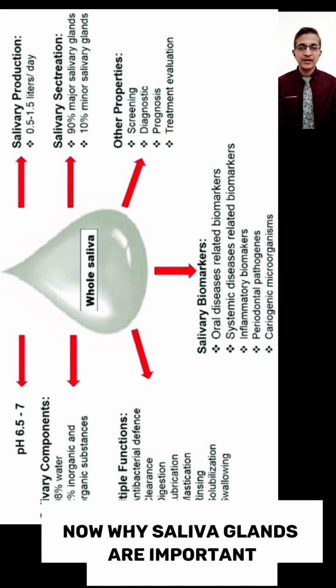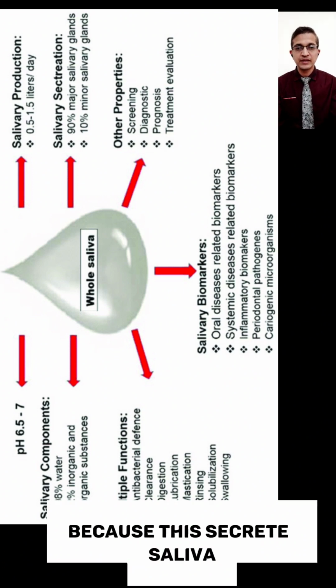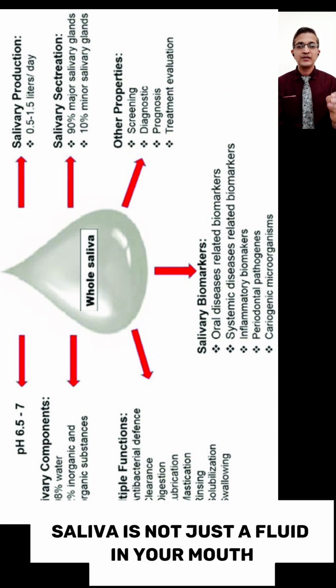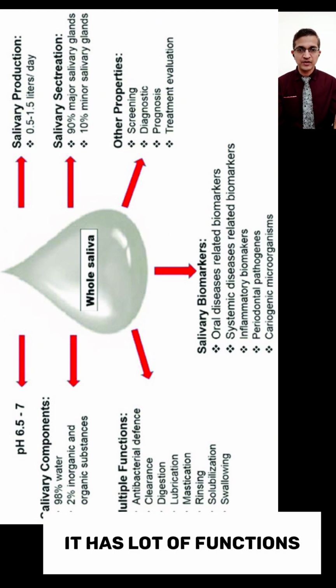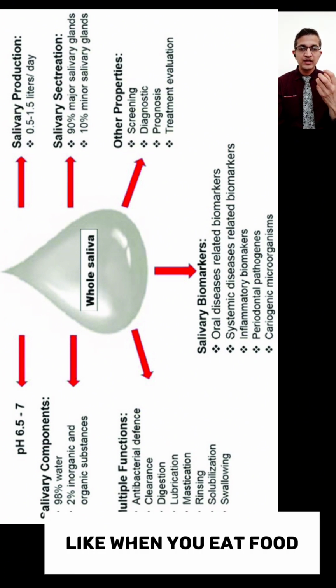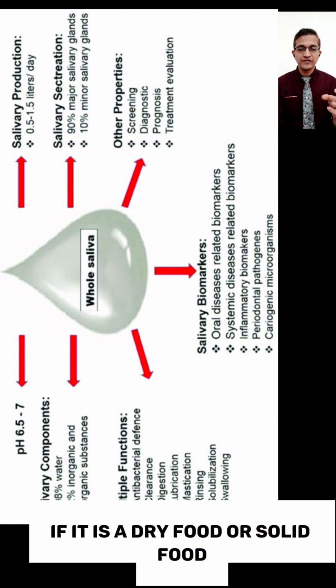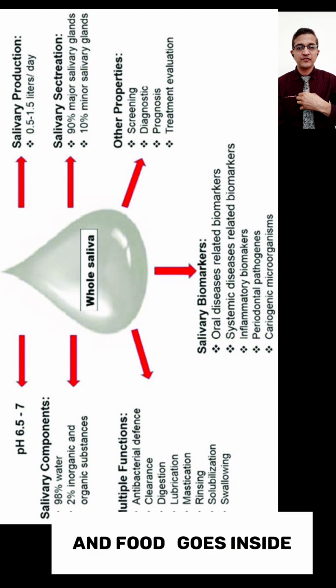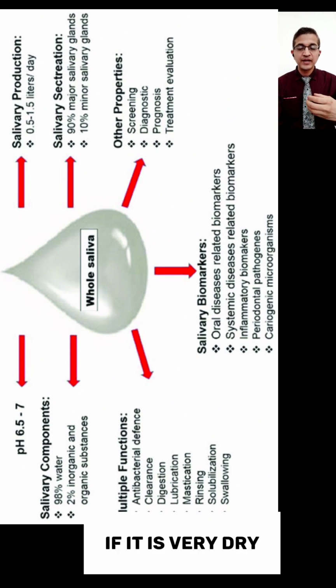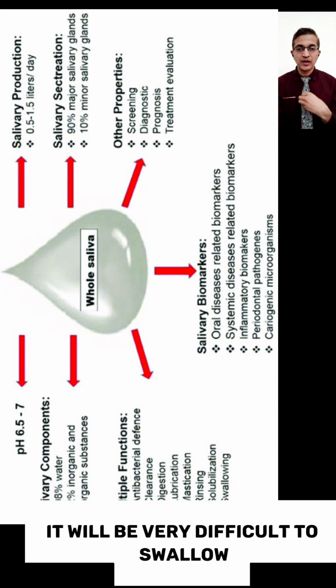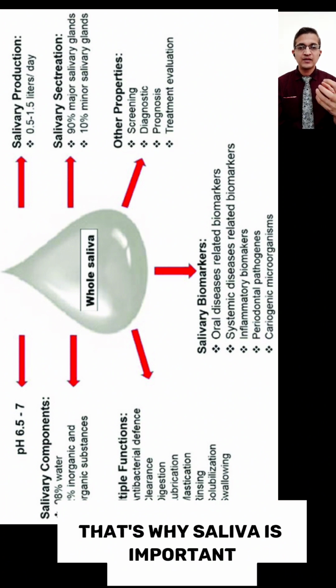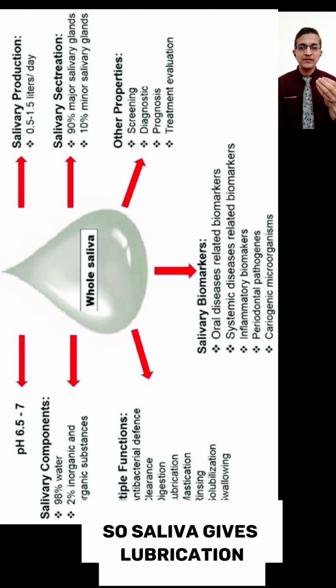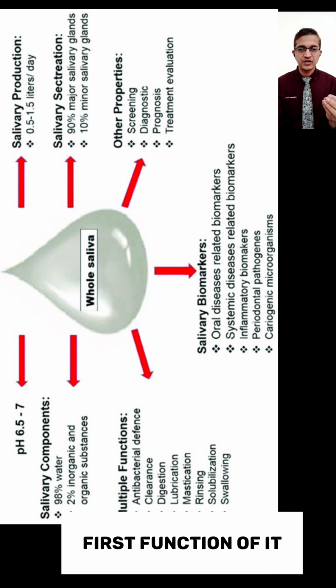Now why are salivary glands important? Because they secrete saliva. Saliva is not just a fluid in your mouth. It has a lot of functions. When you eat food, if it is dry or solid food, it needs some lubrication so that you can easily swallow it and the food can go inside. If it is very dry, it will be very difficult to swallow and then you have to drink water. That's why saliva is important. So saliva gives lubrication, the first function of it.